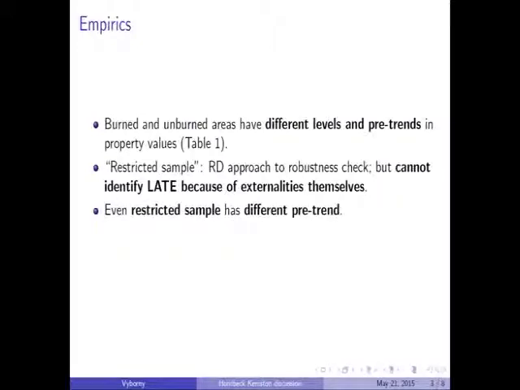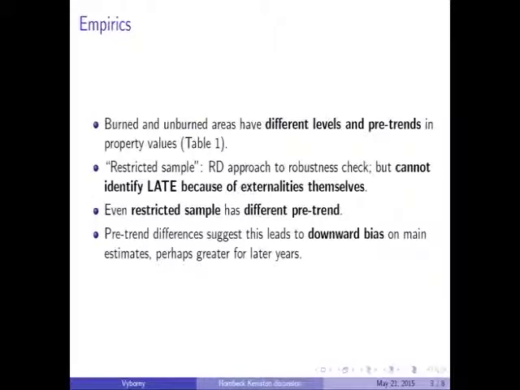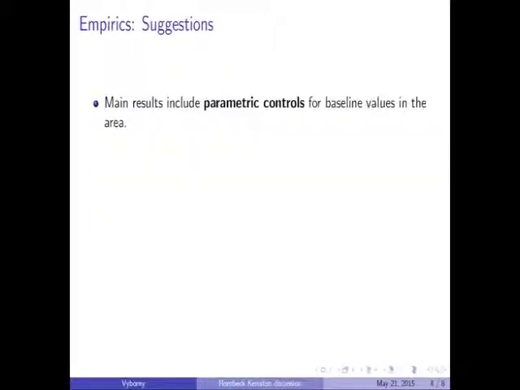And then, if I'm reading table one correctly, even the restricted sample does have a different pretrend. Now all of this shouldn't be a huge threat to identification, because the way that table is set up, that should lead to a downward bias in their estimates. And that may be potentially greater for later years. But there are some other things that could be done to push this a little further.